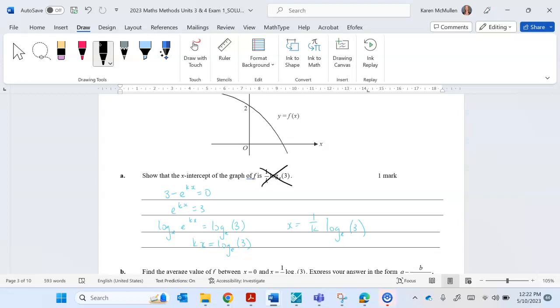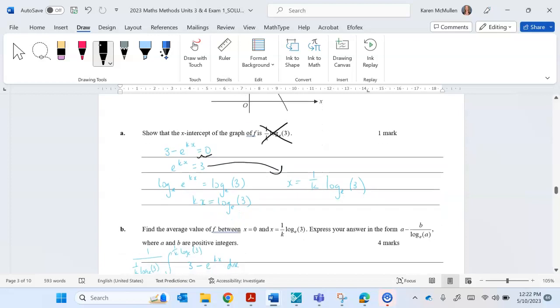All right, so to find the x-intercept, we just let y equal 0, and then we just go on to solve it. So make sure you're also showing sufficient working out along the way. Don't just go from here to here. You need to show where that log has come from.